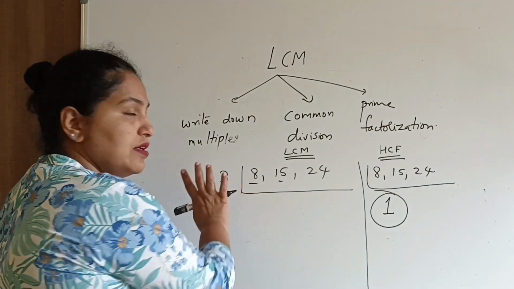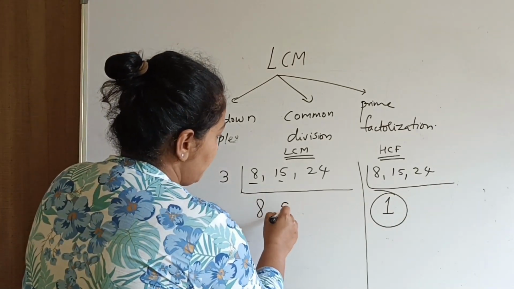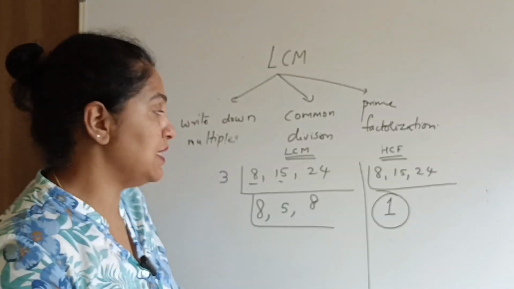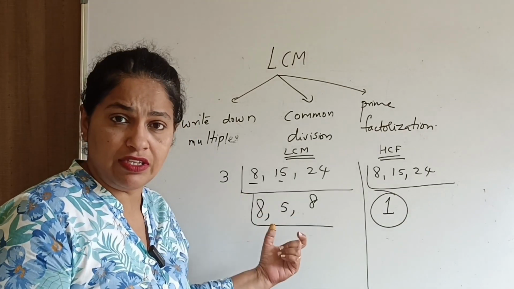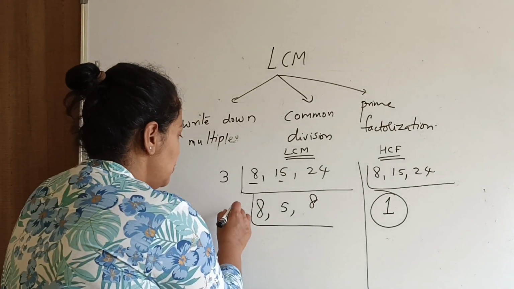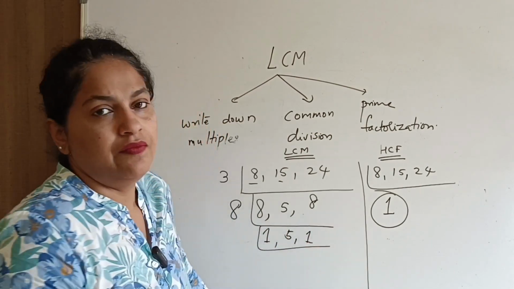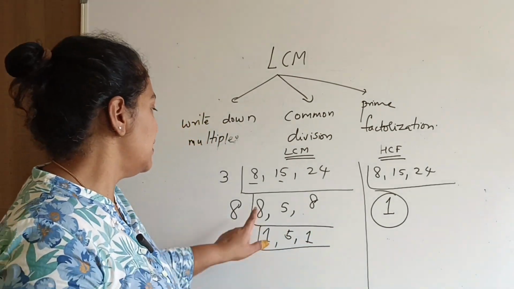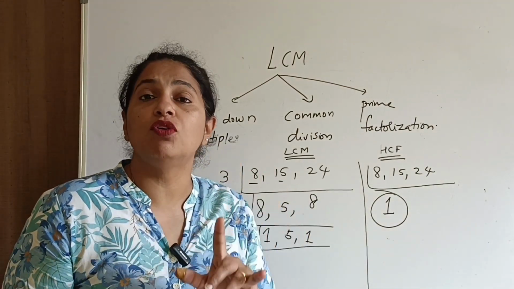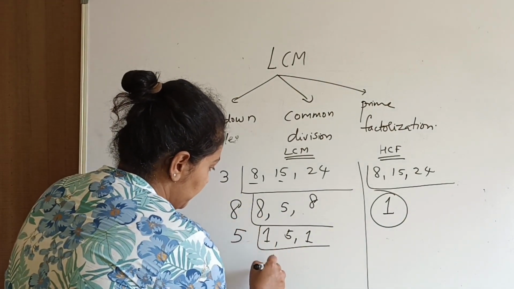8 is not properly divisible by 3, so I write 8 as such. 15 by 3 is 5. 24 by 3 is 8. Now all these 3 numbers do not have any common factor. I take out any 2 numbers. 8 and 5 do not have anything in common. 5 and 8 do not have anything in common. But 8 and 8 has got 8 in common. So I divide by 8. Now you can see that these 2 numbers have been reduced to 1. So I do not have to bother about those numbers. Now I have to bother about the number that has not been reduced to 1, which is 5. So I will divide by 5.